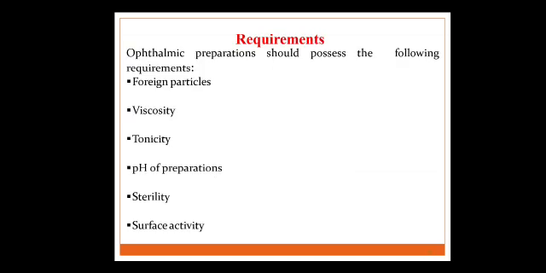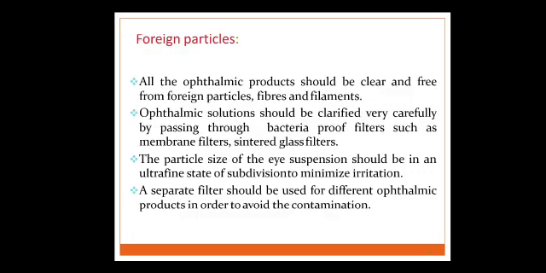Now, we are starting with the requirements of ophthalmic preparations. Ophthalmic preparations should possess the following properties or requirements. First one is the foreign particles, second one viscosity, third one tonicity, fourth one pH of the preparations, fifth sterility and sixth surface activity. Now we will start with the first one, foreign particles.